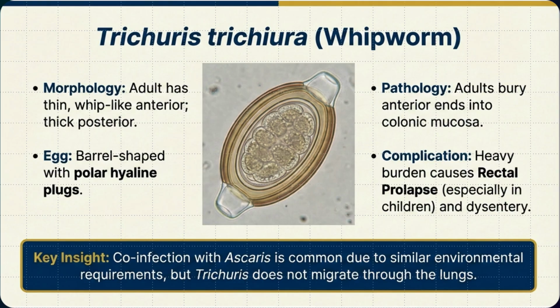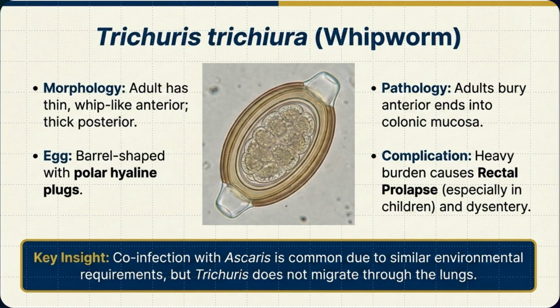But while the egg is easy to identify, the pathology is nasty. The notes mention rectal prolapse. Specifically in children with heavy worm burdens, yeah. The adult worm is called whipworm because it has a thick, handle-like posterior and a long, very thin, whip-like anterior end. Right. It literally threads that thin end into the mucosa of the colon to anchor itself. So it's physically sewn into the gut lining. Yes. And if you have hundreds of them doing that simultaneously, the inflammation and the constant urge to push, which is called tenesmus, can be so severe that the rectum actually prolapses out of the body. That is a very vivid and terrifying image.